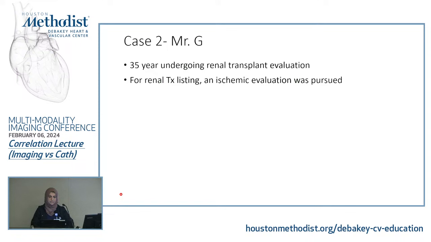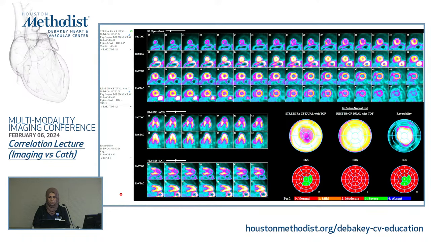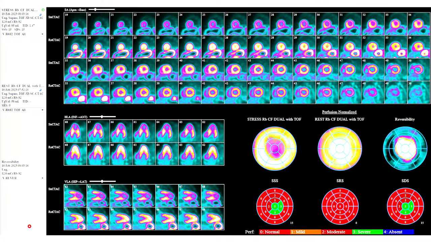My next case is a 35-year-old gentleman. He is undergoing a renal transplant evaluation, and as part of his listing for a renal transplant, an ischemic evaluation was pursued. So these are his PET images. Any of the general fellows want to help me?